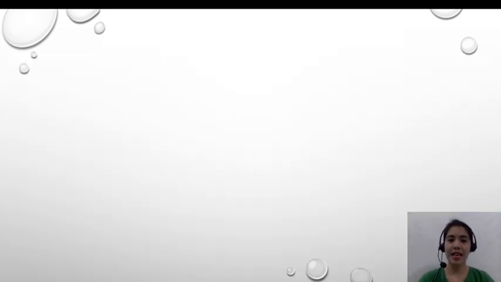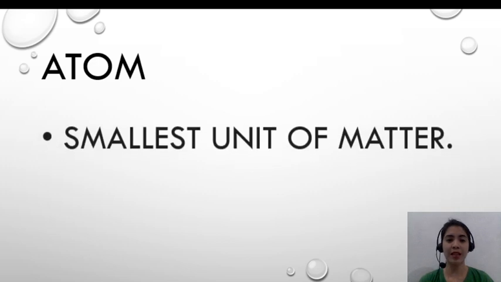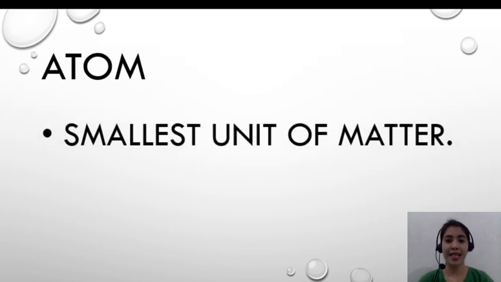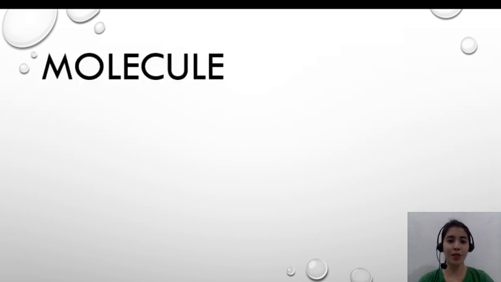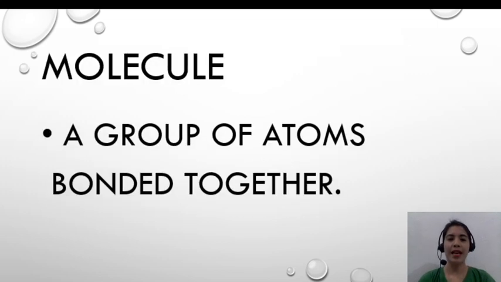So first, let's talk about the smallest unit of matter, which is atom. So atom is the smallest unit of matter, as I have mentioned, at alam ko na during your elementary days sa science class nyo ay na-define nyo na ng mabuti ang atom. Next to atom, we have molecules. So molecules is a group of atoms banded together. So if you are going to differentiate the size of atom and molecules, mas malaki si molecules.